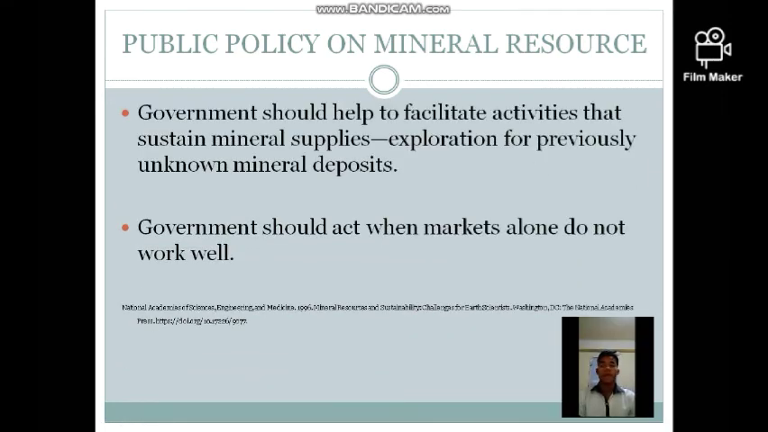Public policy on mineral resources. The government should help to facilitate activities that sustain mineral supplies, such as exploration for previously unknown mineral deposits. The government should act when markets alone do not work well. Markets alone commonly do not lead to appropriate environmental protection, and government therefore has the responsibility to help define what environmental costs or damages are acceptable and establish standards and best practices in exchange for the benefits of mining. At the same time, in formulating environmental guidelines and regulations, government should help ensure that given objectives are pursued flexibly and cost-effectively.